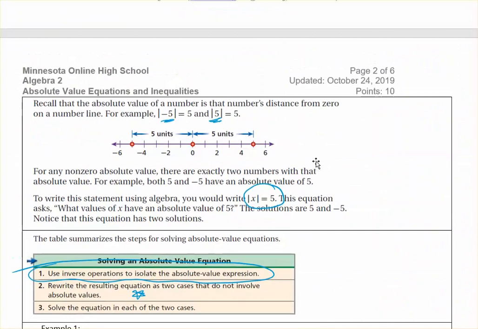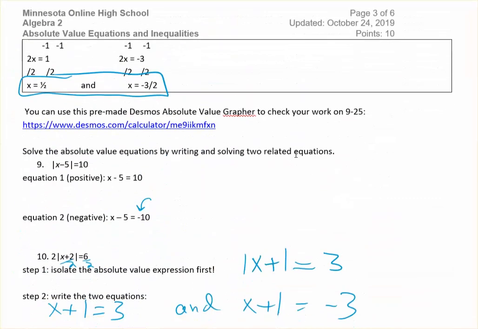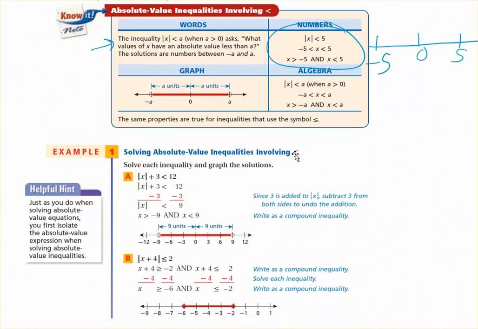Any of these numbers between 5 and negative 5 would make this expression true, because the absolute value of 1 is 1, and that's less than 5. The absolute value of negative 1 is 1, and that's less than 5. The absolute value of negative 4 is less than 5, because 4 is less than 5. So when you have a less than, you're going to write this as a compound inequality, and that will be your solution. If you're asked to graph a solution, it would look like that, except this would be negative 5 and 5.